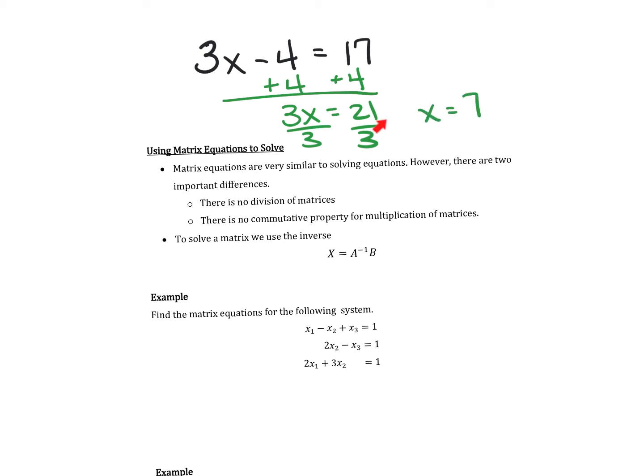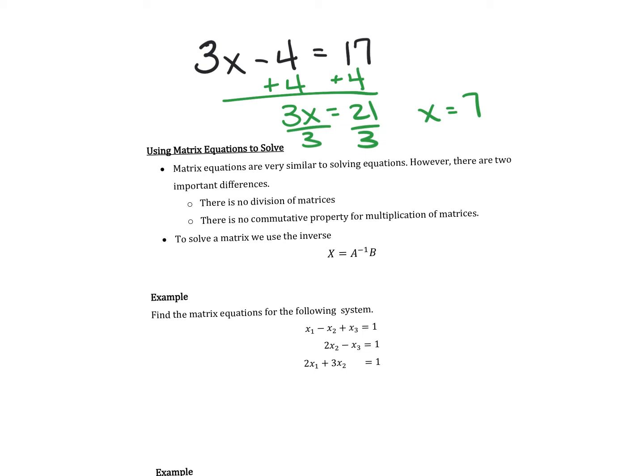So just like solving an equation, a matrix works pretty much the same way, except there are two big differences that we need to account for. The first one, probably the biggest one, is that there is no division of matrices. So this part where we're dividing by 3, we can't do that in a matrix. There's no such thing as that. And the other thing is the commutative property doesn't exist, so it matters how we multiply our matrices.